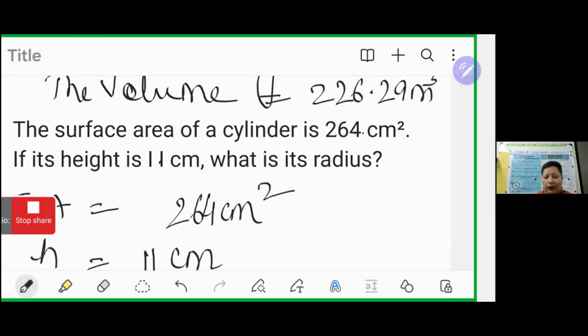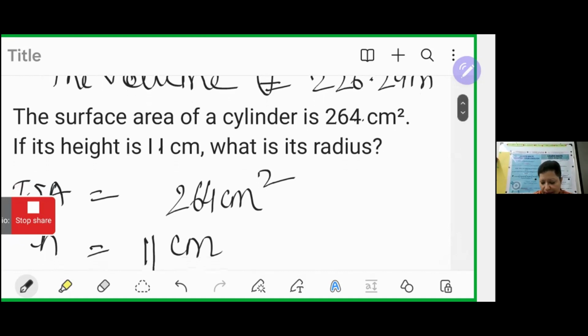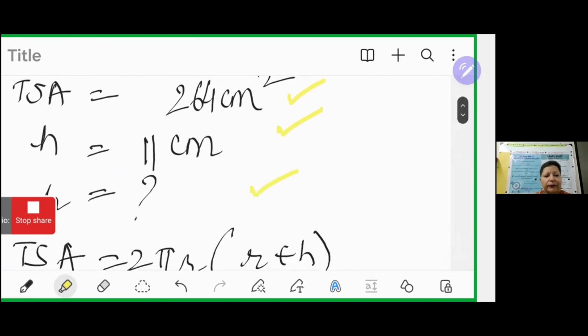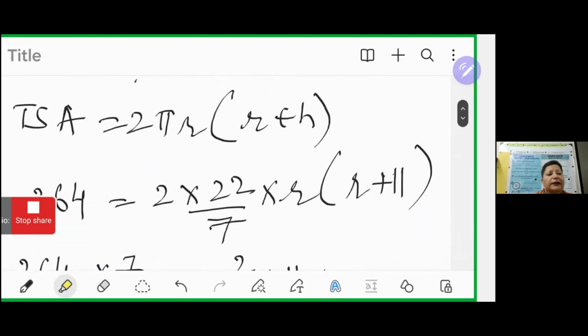What is its radius? Now, what is the formula for TSA? As usual, first I will write down what is given to me. TSA is given, height is given. What you need to find out is the radius. So the TSA formula says TSA is equal to 2 pi r (r plus h). TSA was given as 264.